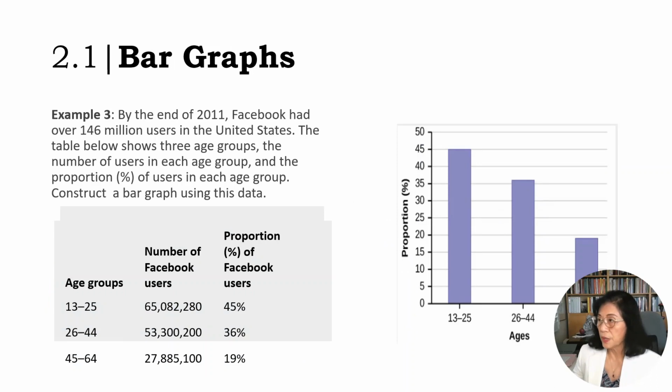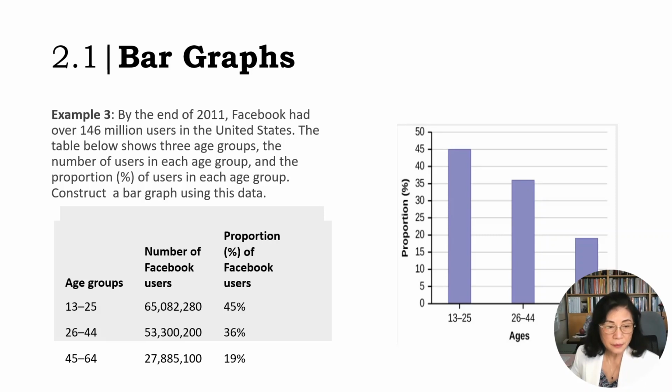Okay, now we are going to talk about the bar graph. The bar graph is easier. Look at the example here. It's about information from 2011: Facebook had over 146 million users in the United States. And these are the information.